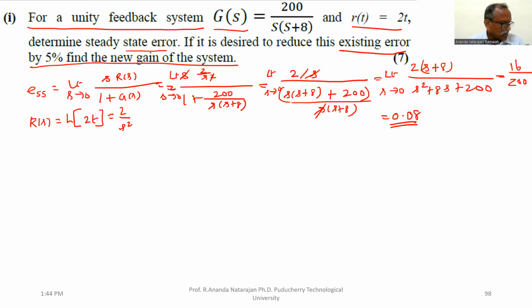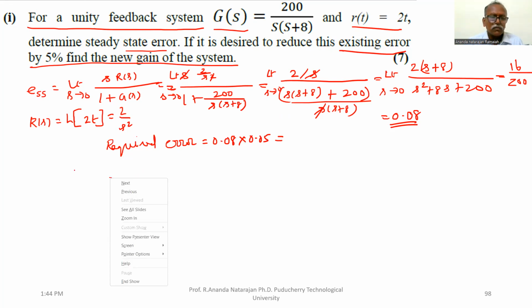We have to reduce this error by 5%. So the required error equals 0.08 multiplied by 0.05. Therefore, what is the new gain is asked?